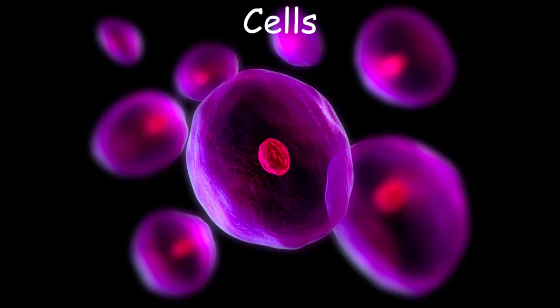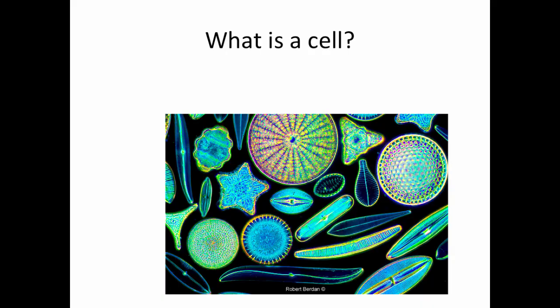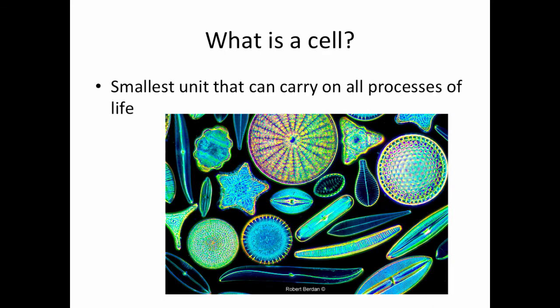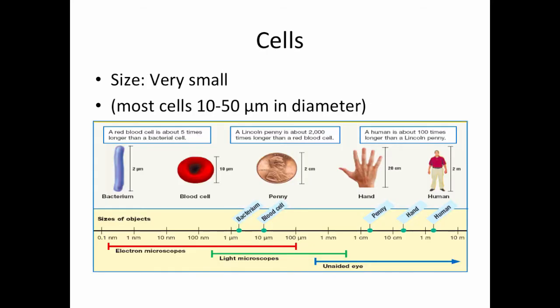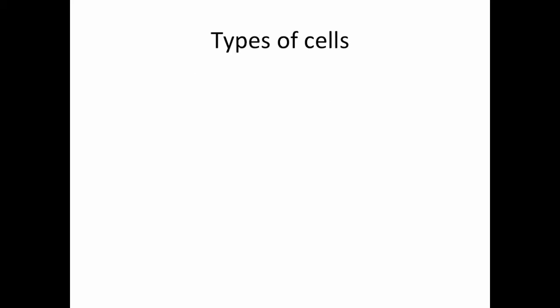Alrighty, today's video is on cells. So let's get started. What are cells? Cells are the smallest unit that can carry on all of life's processes. They are quite unique. They're also very, very tiny. We can't see them without the help of a microscope. If you take a picture or look at your hand, you know you are made up of billions of cells. You just can't see them because they are so small.